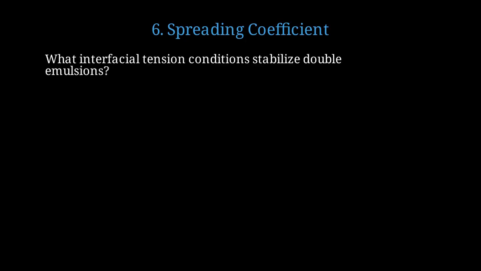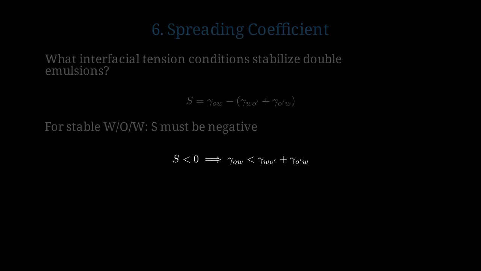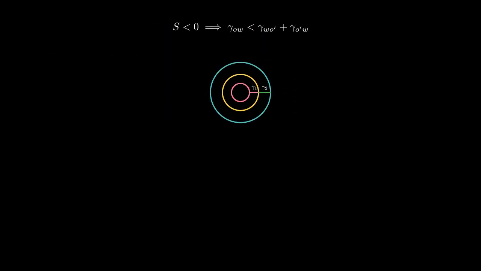What interfacial tension conditions are required to stabilize a double emulsion? Let's derive the answer. The spreading coefficient S equals gamma oil water minus the sum of gamma water middle oil plus gamma middle oil water. For a stable water in water emulsion, the spreading coefficient must be negative. S less than 0 implies that gamma oil water must be less than the sum of the other two interfacial tensions. The three interfaces in a double emulsion each have their own interfacial tension that must be balanced for stability.